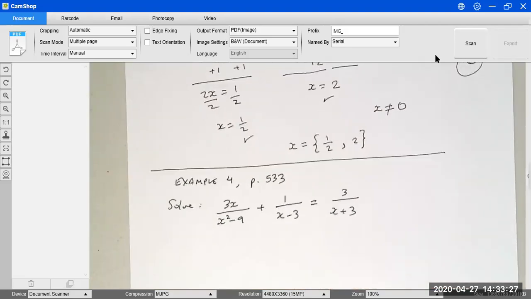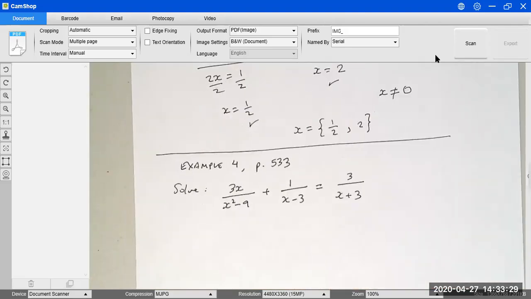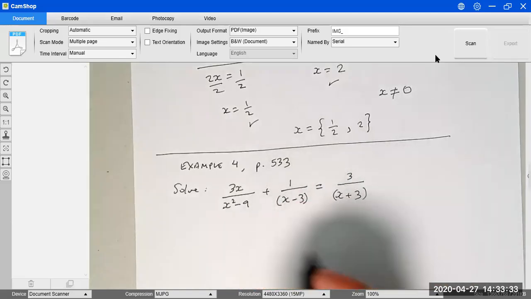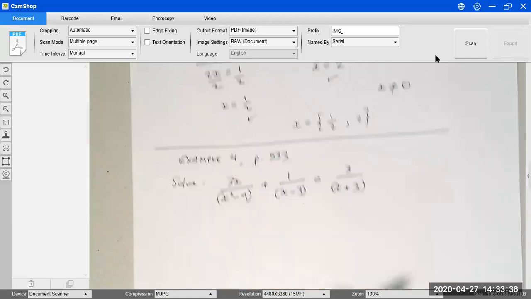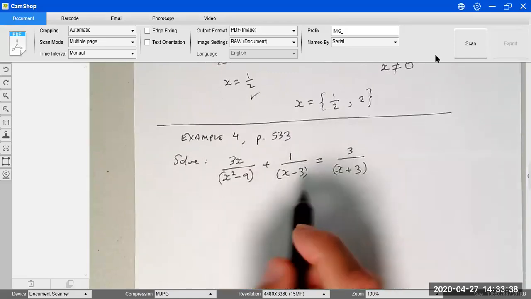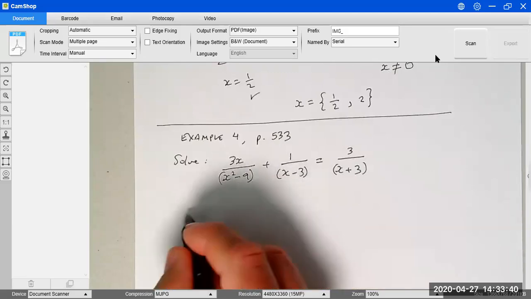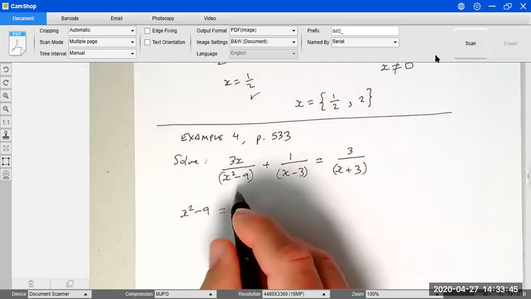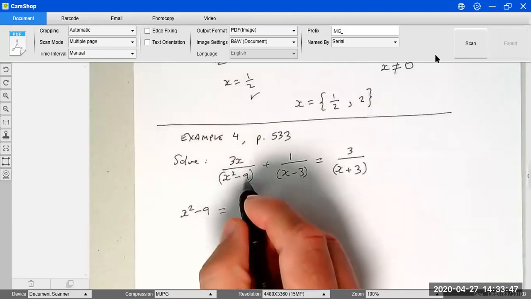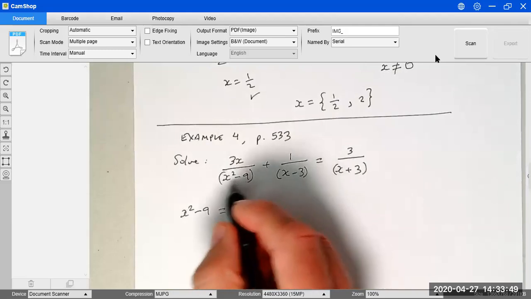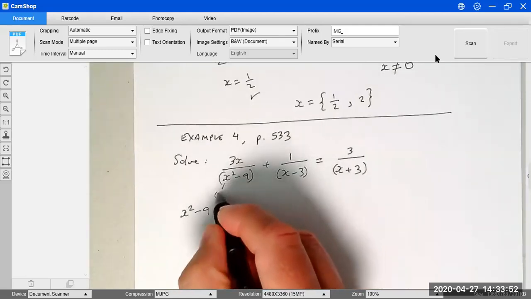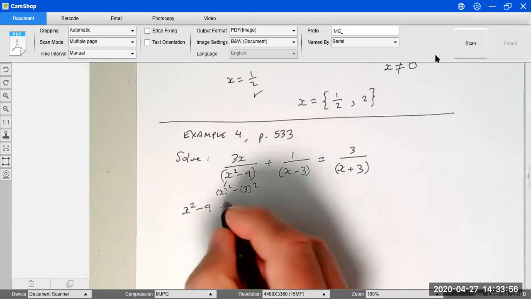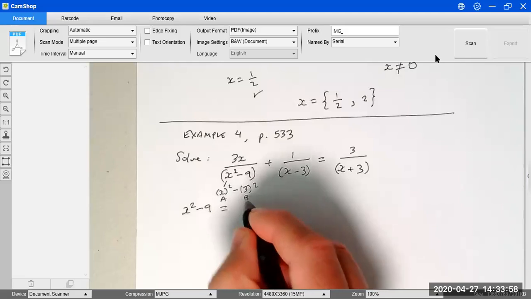So we're going to find restrictions. To find restrictions, we need factors. We need to factor denominators. So in this case, this denominator, x squared minus 9, can be written as, and remember this is another perfect square, the difference of two perfect squares. So this is just x squared minus 3 squared. So this is a, this is b.